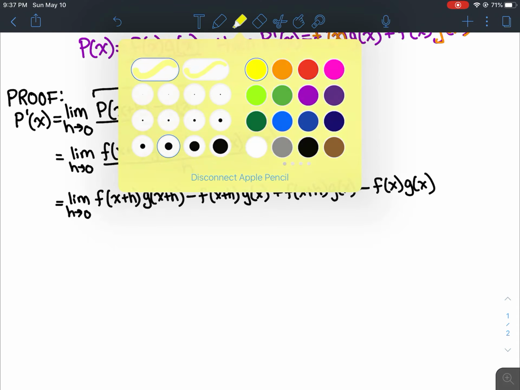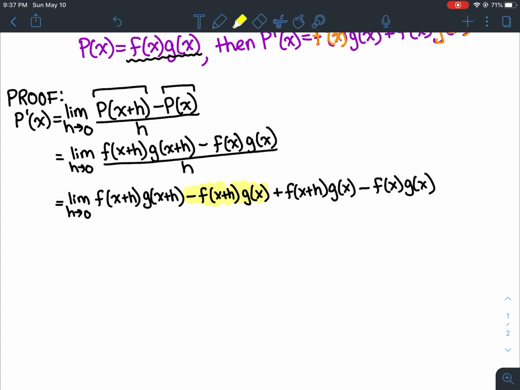So, I'm just going to highlight this. I stuck this into the middle of what we had in the previous line. So we normally just had the f of x plus h g of x plus h minus f of x g of x. But I shoved in that highlighted part in the middle, which is weird, but you can do weird stuff in proofs. And the reason I did that was so that we're going to be able to factor it.